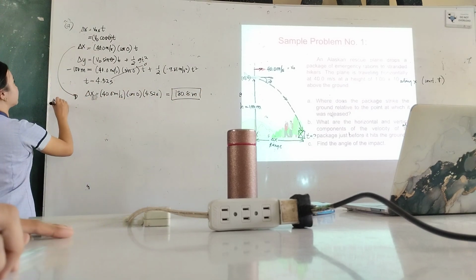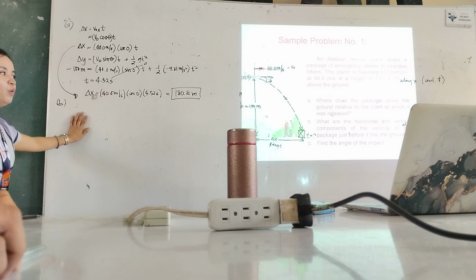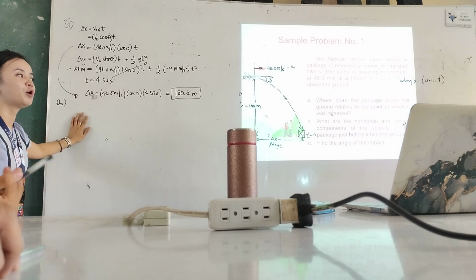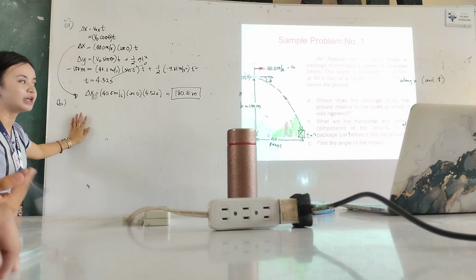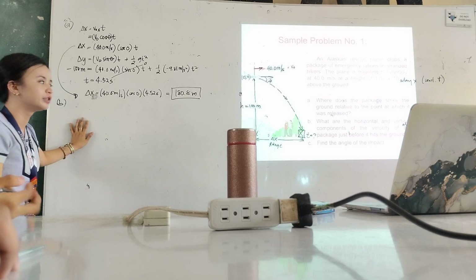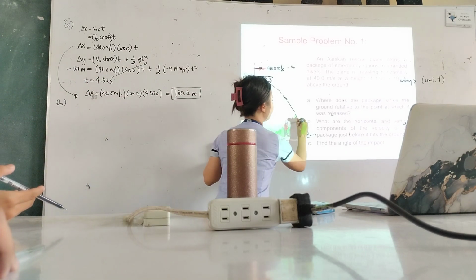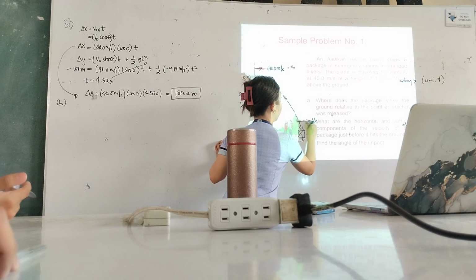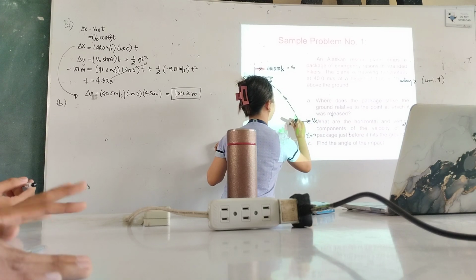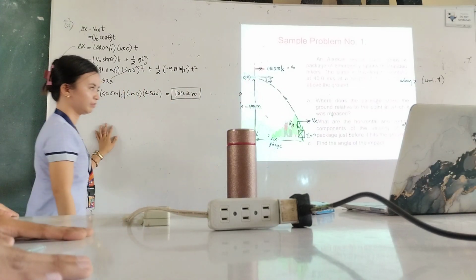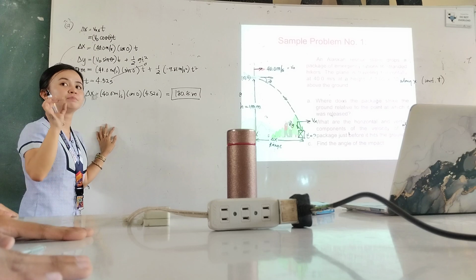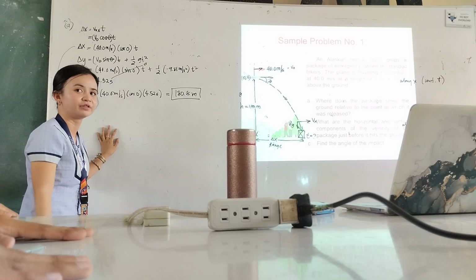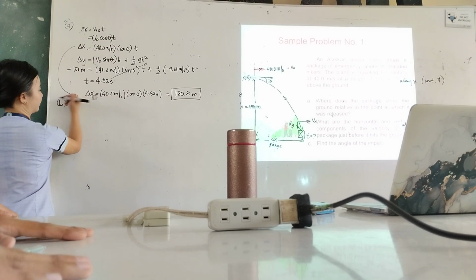Letter B. What are the horizontal and vertical components of the velocity of the package just before it hits the ground? So, its Vx and Vy, just before it hits the ground. Millimeters before it hits the ground. So, how much?